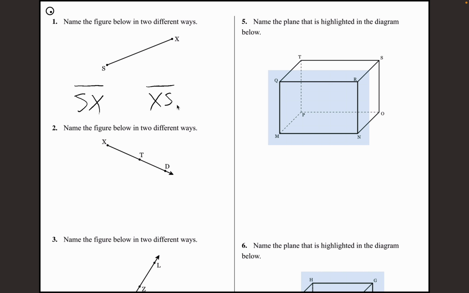Okay, let's go to number 2. We can name the figure in 2 different ways. So what kind of figure is this? Yeah, it's a ray. So what's one way we can name this?